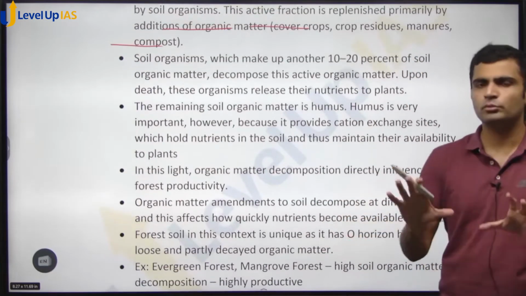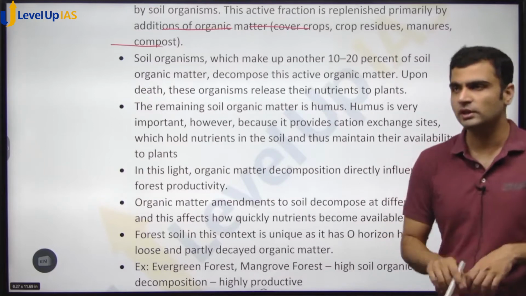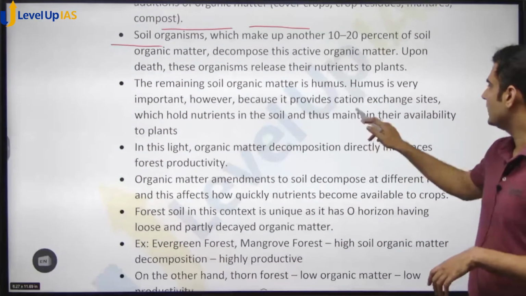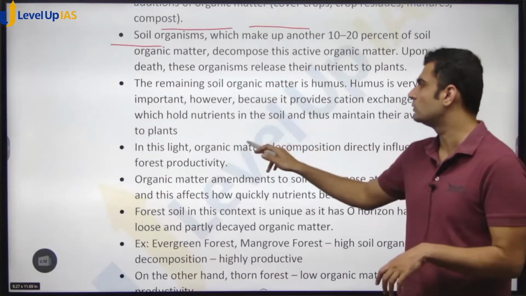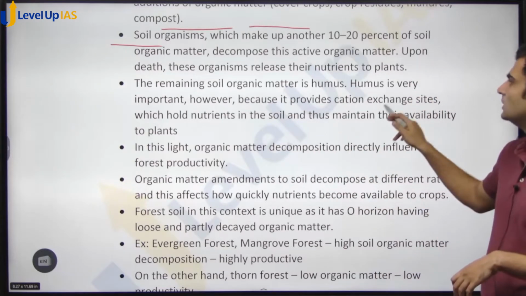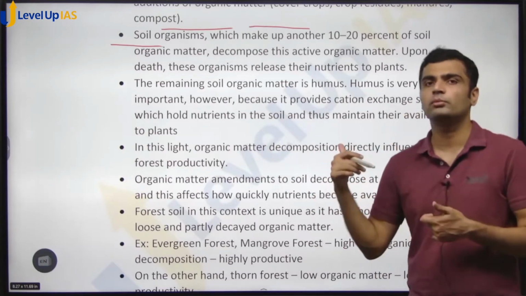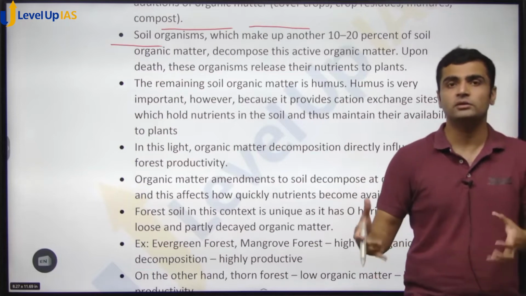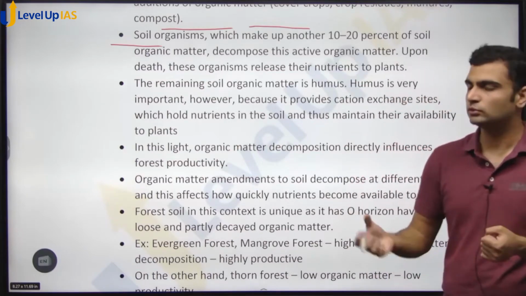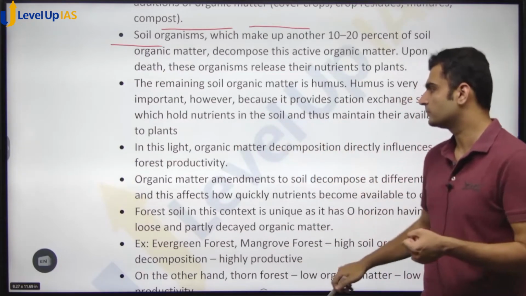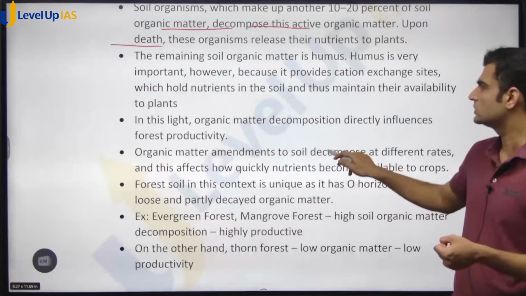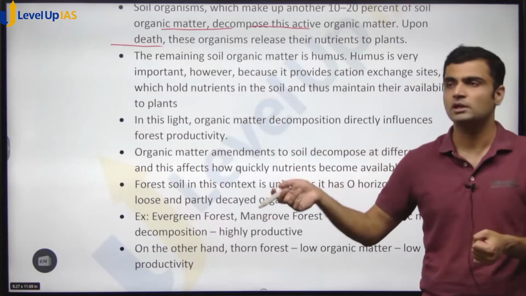However, it does not produce any nutrients per se, but it provides cation exchange sites which hold nutrients for the soil and thus maintain their availability to plants. They don't provide nutrition to plants, but they provide space to hold nutrients. In this light, organic matter decomposition directly influences forest productivity.